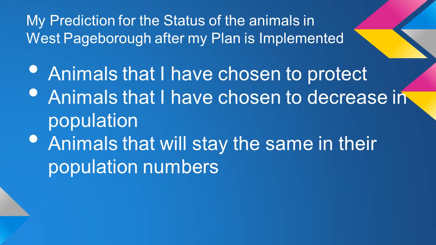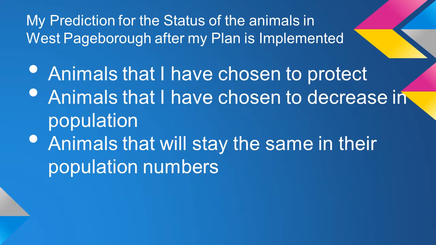My prediction for the status of the animals in West Pageborough, once my plan is implemented, is that there are some animals that I've chosen to protect, some animals that I've chosen to decrease in population, and lastly, some animals that I've chosen to stay the same in their population numbers. The animals that I've chosen to protect include the deer, the red-necked pheasant, the spotted salamander, and the barred owl. The animals that I've chosen to decrease include the black bear and the black rat snake. And some of the animals that I've chosen to stay the same include the snapping turtle and the chickadee.